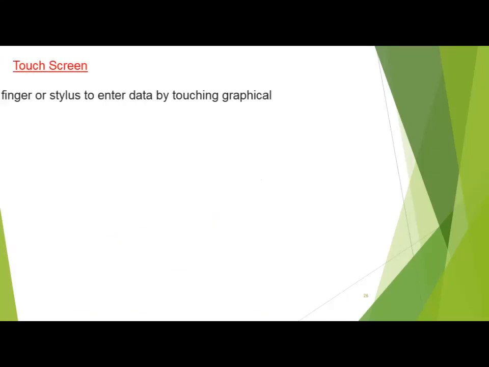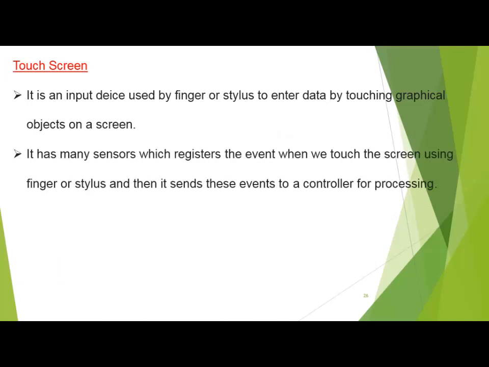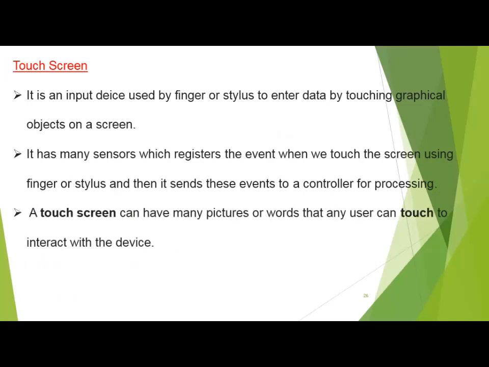Moving to the next slide. It is a touch screen. It is an input device used by finger or stylus to enter data by touching graphical objects on a screen. This is a very useful device nowadays, very much used. It has many sensors which register the event when we touch the screen using a finger or stylus, and then it sends these events to a controller for processing. A touch screen can have many pictures or words that any user can touch to interact with the device. So this is the function of a touch screen.